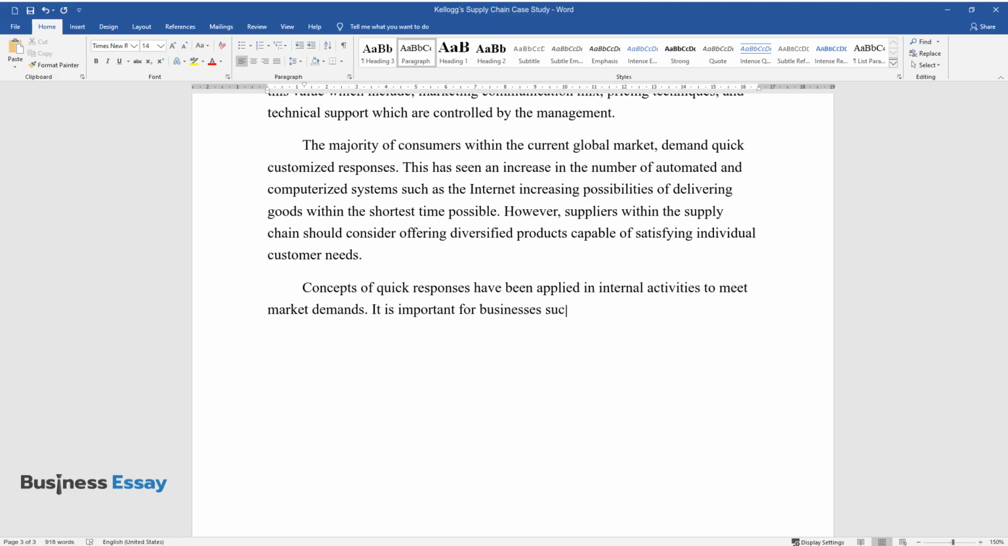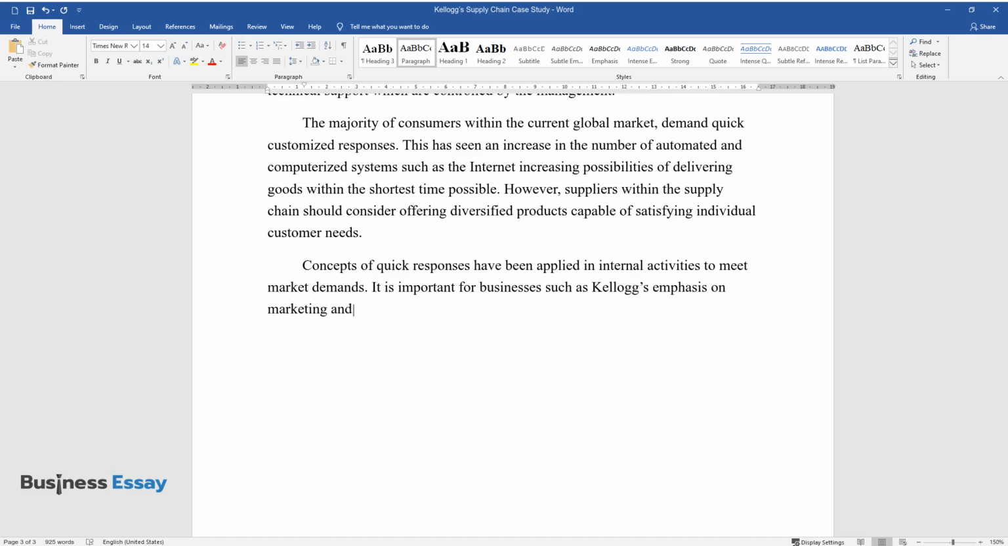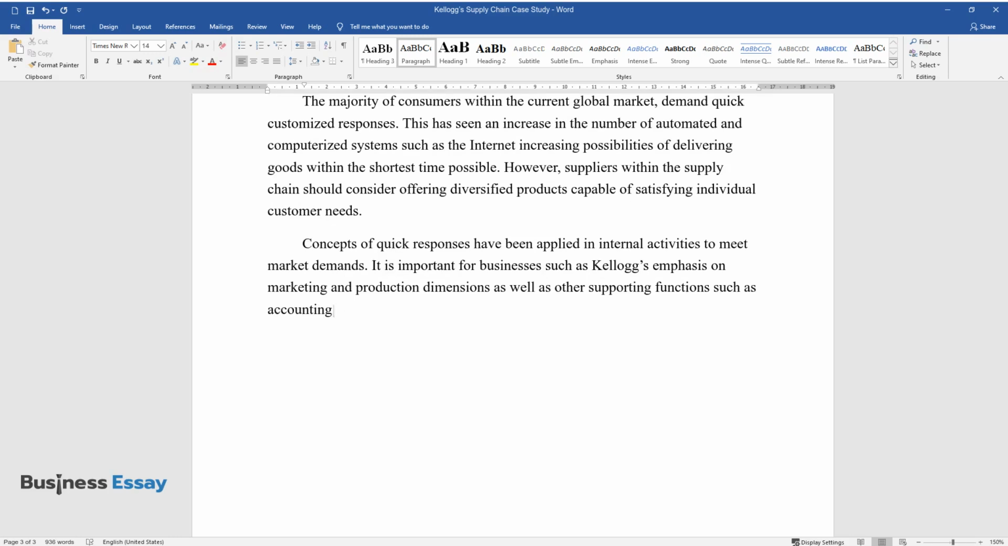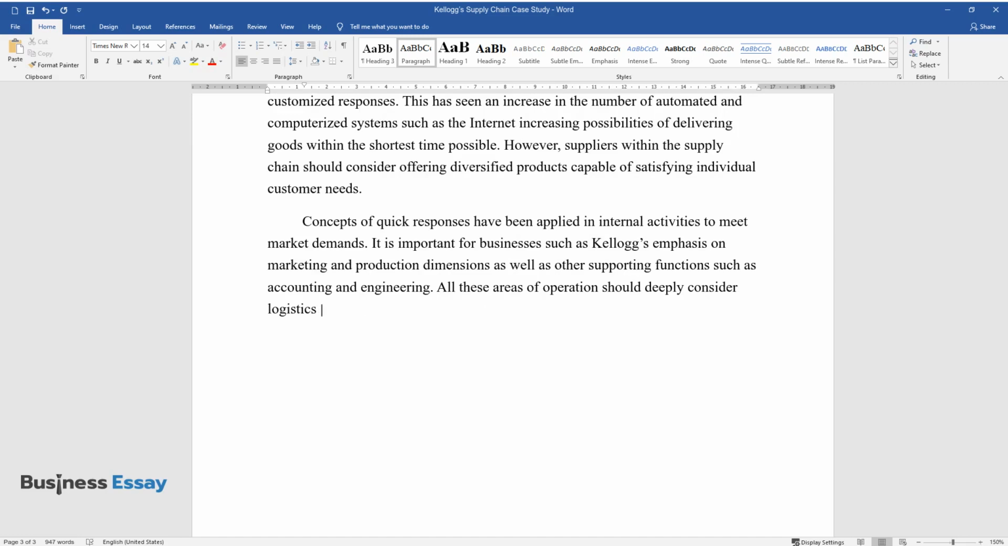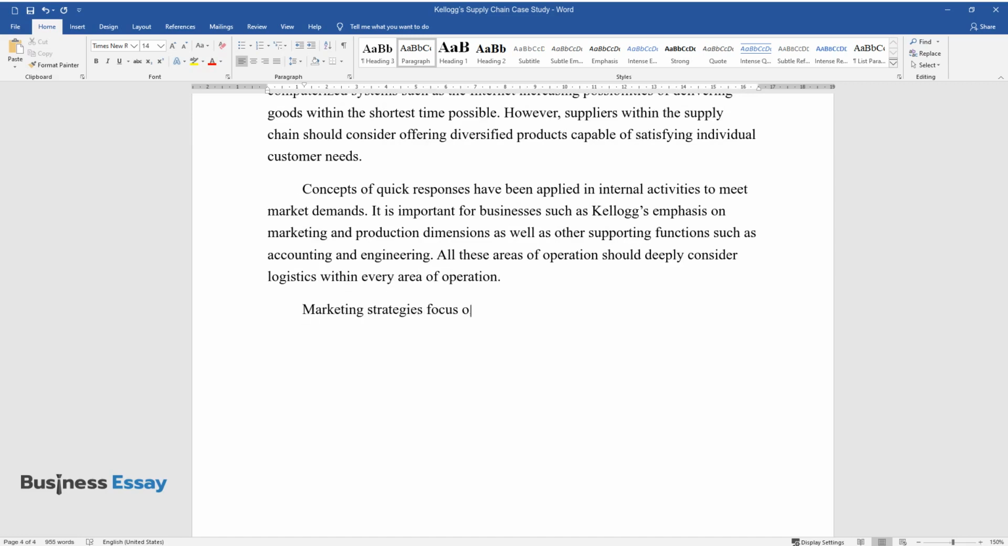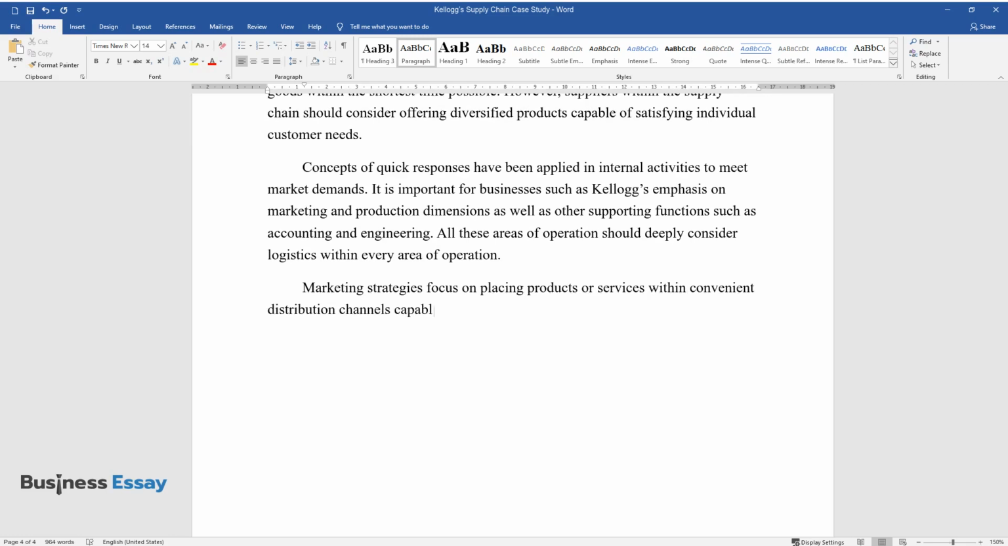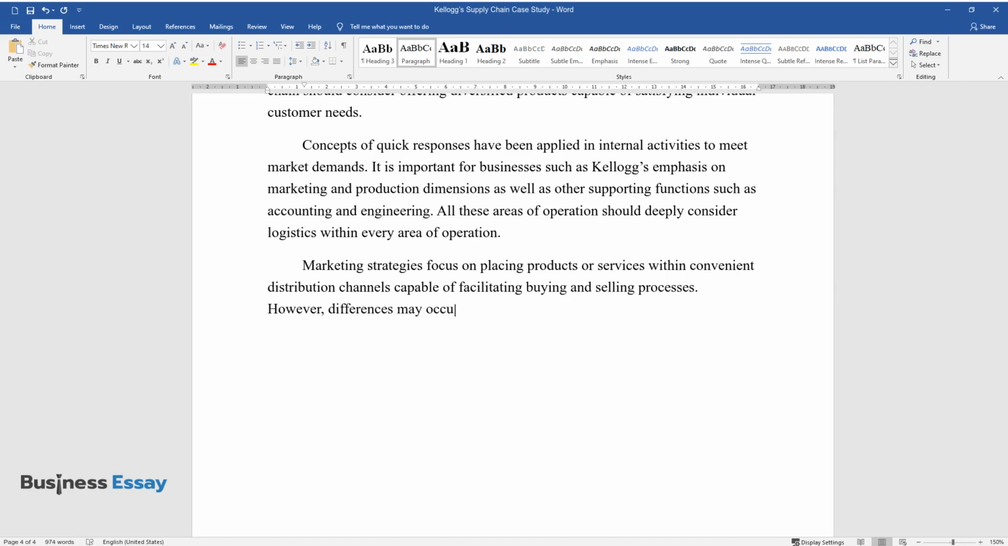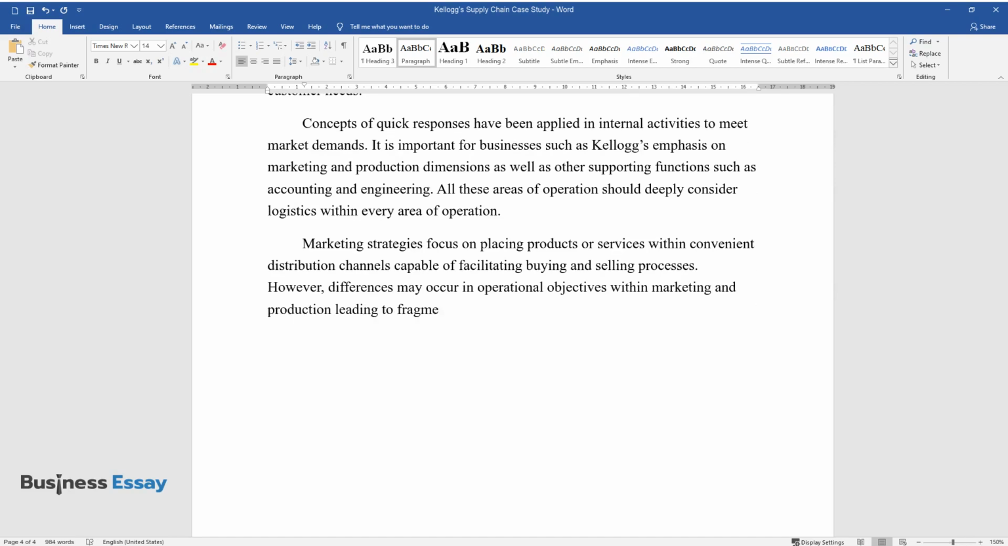It is important for businesses such as Kellogg's to emphasize marketing and production dimensions, as well as other supporting functions such as accounting and engineering. All these areas of operation should deeply consider logistics within every area of operation. Marketing strategies focus on placing products or services within convenient distribution channels capable of facilitating buying and selling processes. However, differences may occur in operational objectives within marketing and production, leading to fragmentation within logistic activities.